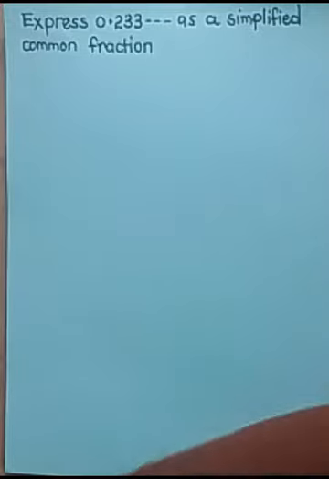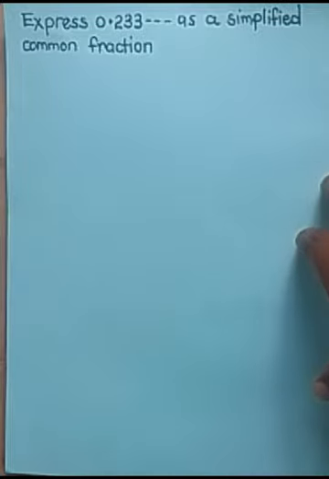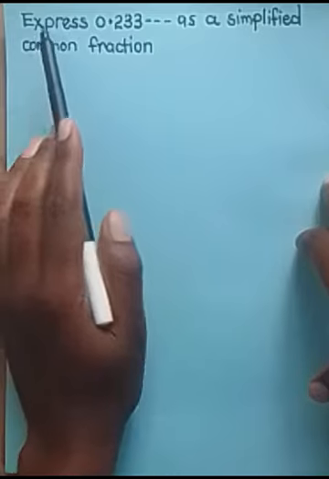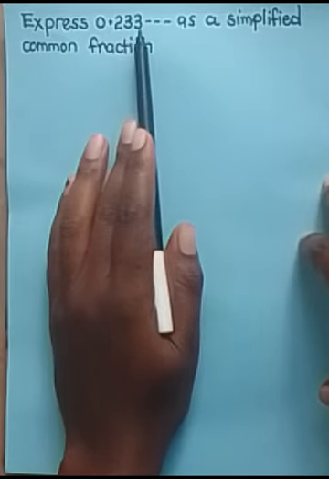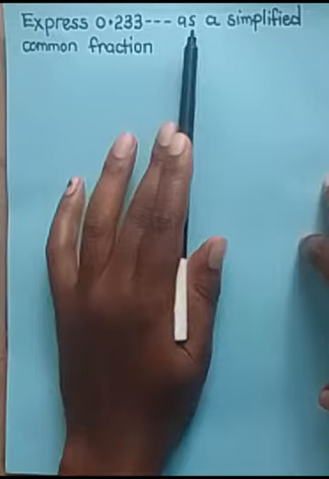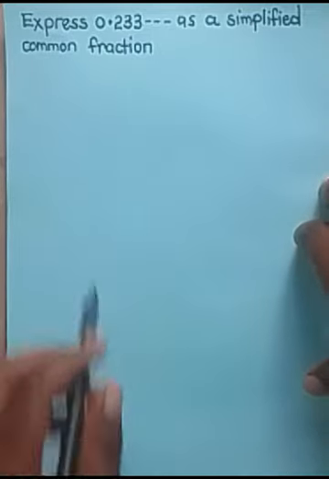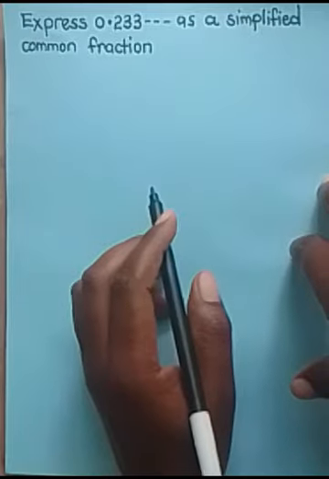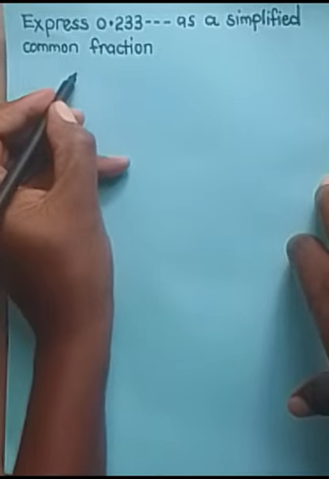Here today we have a challenge of changing a repeated decimal into a common fraction. The number reads, express 0.233 recurring as a simplified common fraction. Now, what are we going to do? The simplest method is here.